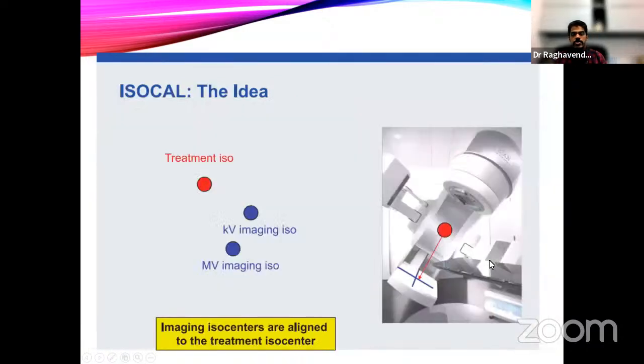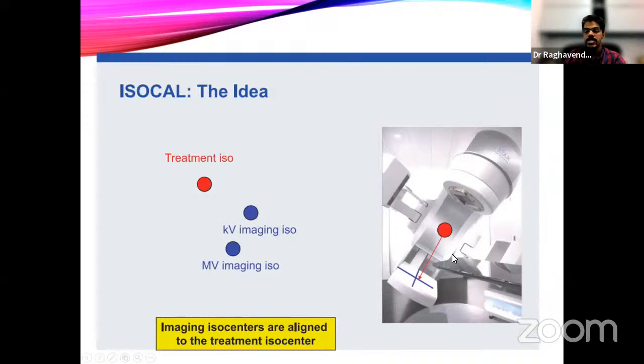So one last test to be done in the linear accelerator again, especially if you are having a TrueBeam or a Varian one. See, one issue here now in the linear accelerator is you have a treatment ISO and you have a kV imaging ISO and you have MV imaging ISO.